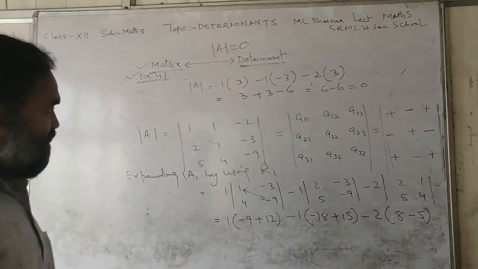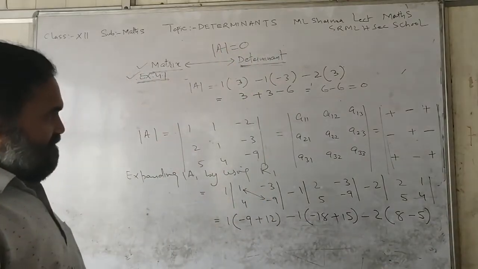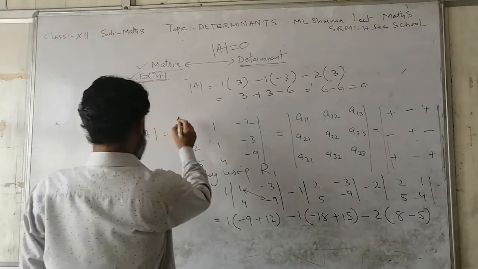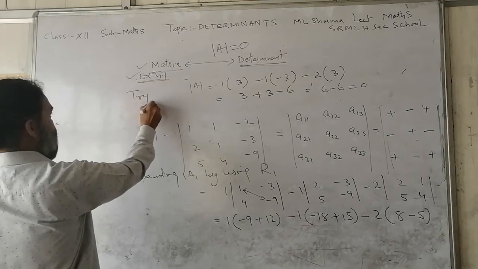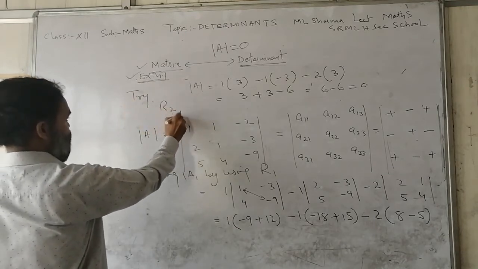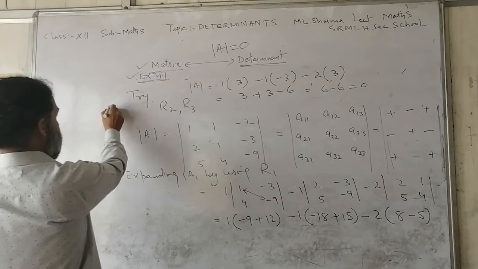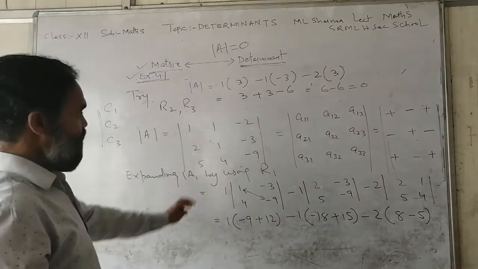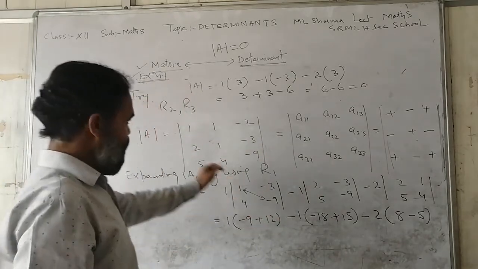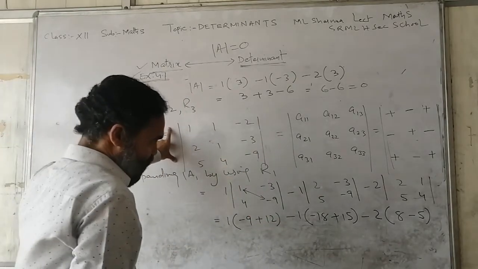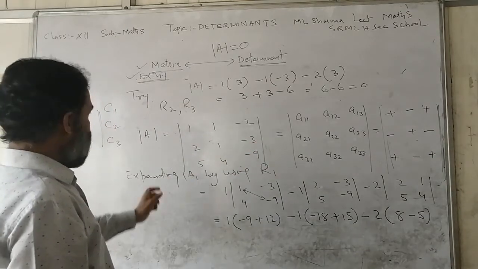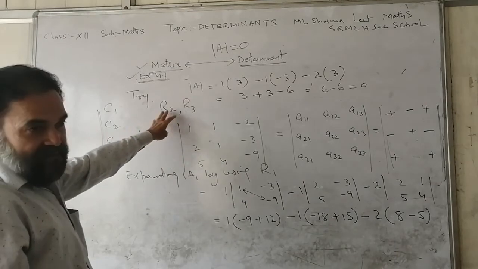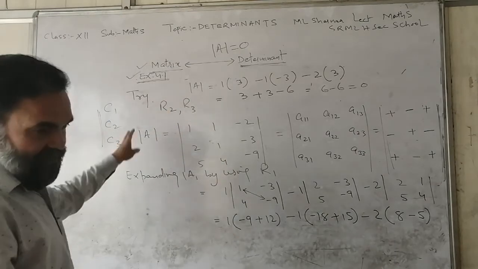So this is how a 3 by 3 determinant is expanded. Now for practice, you will try it by making use of R2, R3, C1, C2, C3. So there are 6 methods for expanding this determinant. I have shown how to expand this determinant by R1. So you can practice at your home by making use of these other 5 methods.